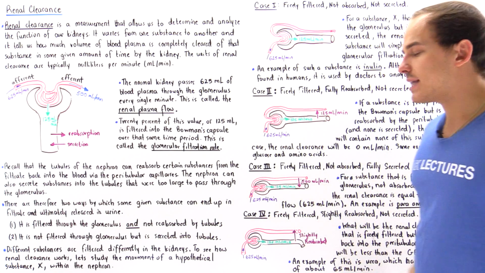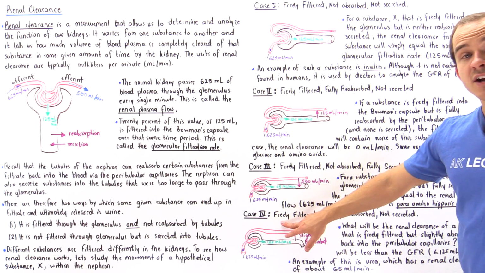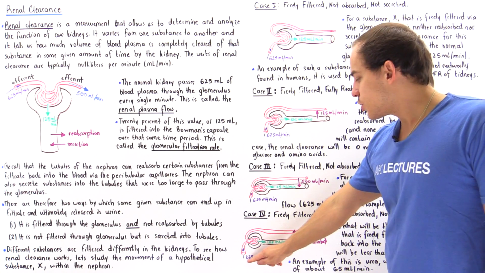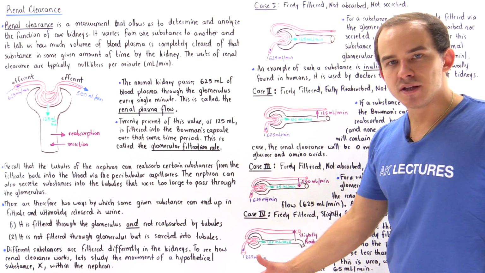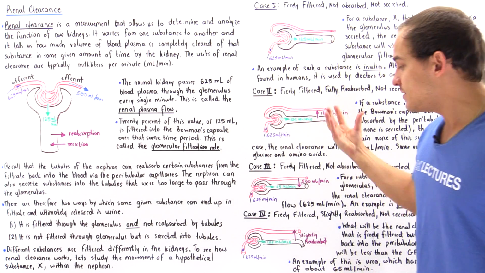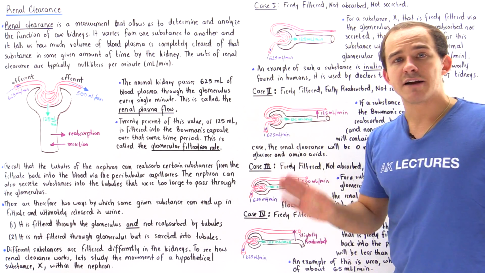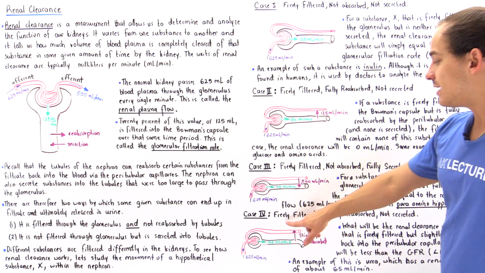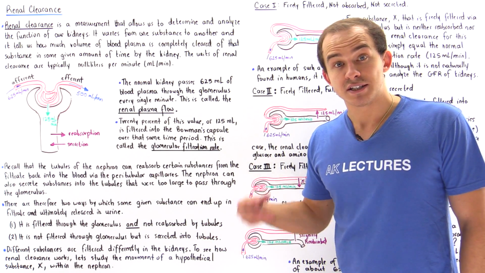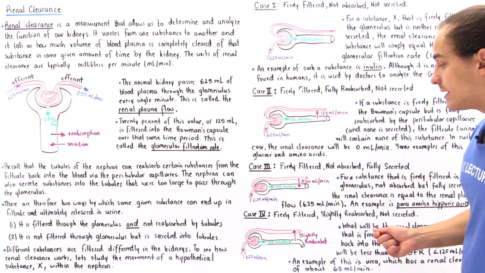Now, what about case number 4? So here we have freely filtered, only slightly reabsorbed, and none of it is actually secreted. So let's take a look at the following example. So we have 625 milliliters per minute as the renal plasma flow that enters our glomerulus every single minute, and because it's freely filtered, 125 milliliters is cleared every single minute.